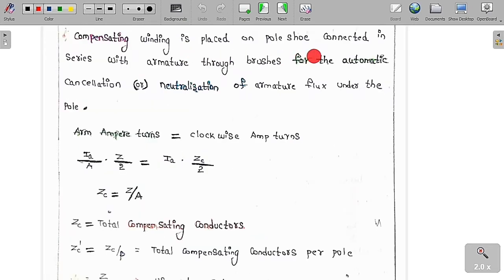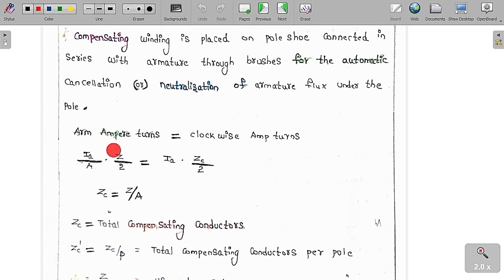Compensating winding is placed on the pole shoe, connected in series with the armature through brushes for the automatic cancellation or neutralization of the armature flux under the pole.